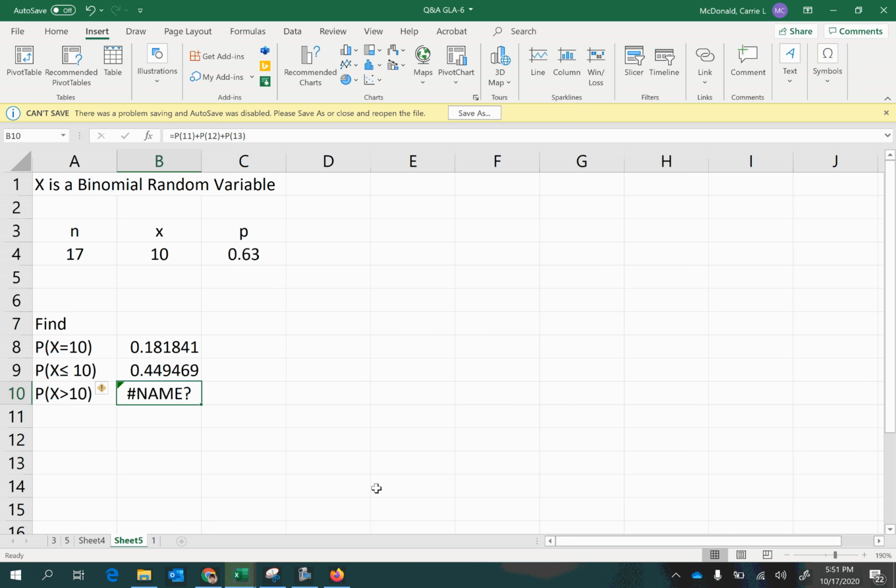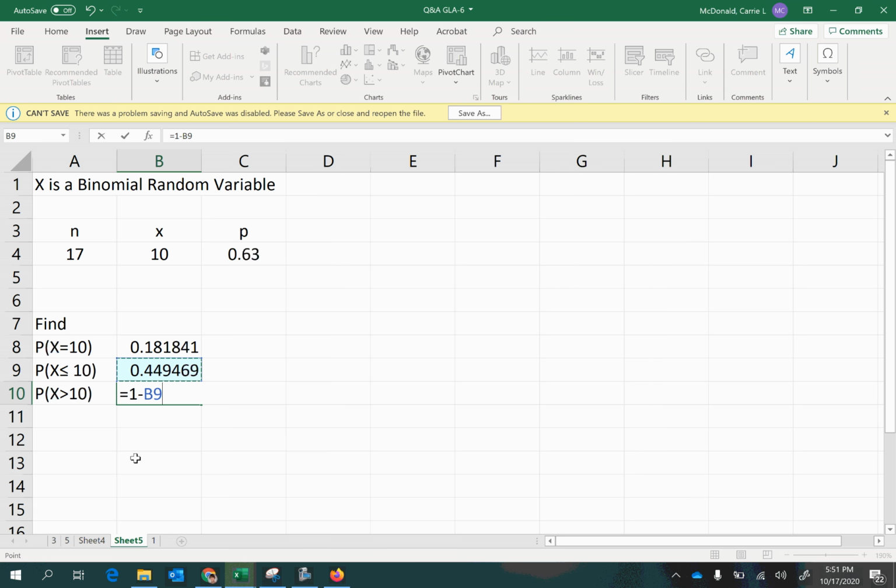And so instead, what we can do is just use the law of complementary events, since less than or equal to 10 has a probability of 0.449, then greater than 10 would be all of the outcomes that were not included in the previous answer.